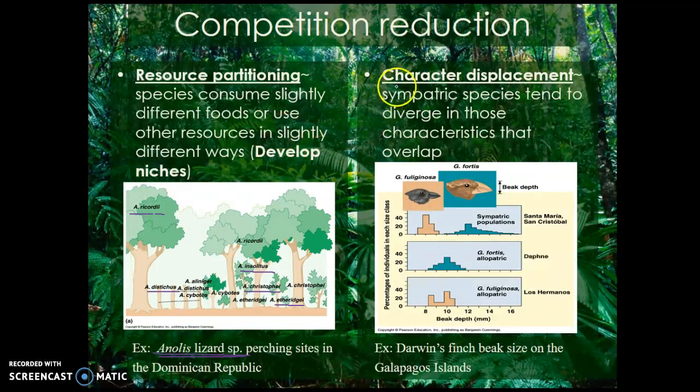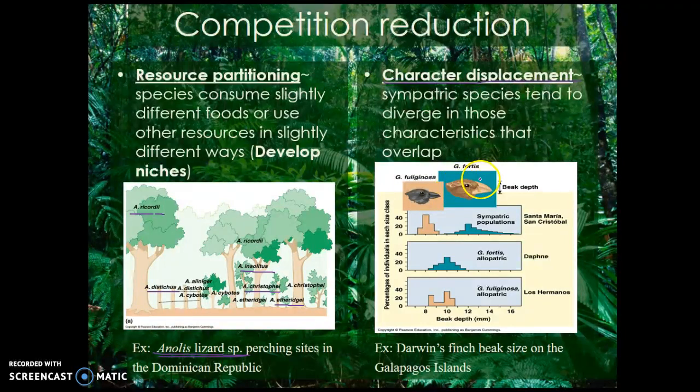We also see character displacement. This can lead to what we call sympatric speciation, which means that the species may not be separated by any type of land. They might not be separated by different ponds. They might not be separated by a canyon. They actually live in the exact same environment, but they're filling the same niche. So one of them has to adapt.